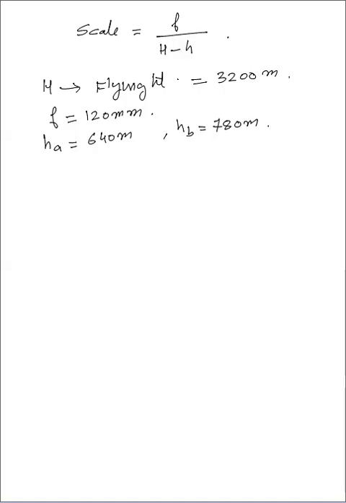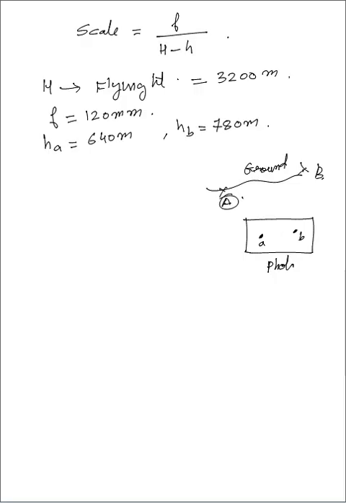Again I am telling you, the points which are on ground are represented by capital A and capital B, and the same points on the photograph, this is my photograph, will be represented by small a and small b. So this is your actual ground and this is your photo. Here we have the coordinates of both the points. hA is 640 meter, hB is 780 meter.